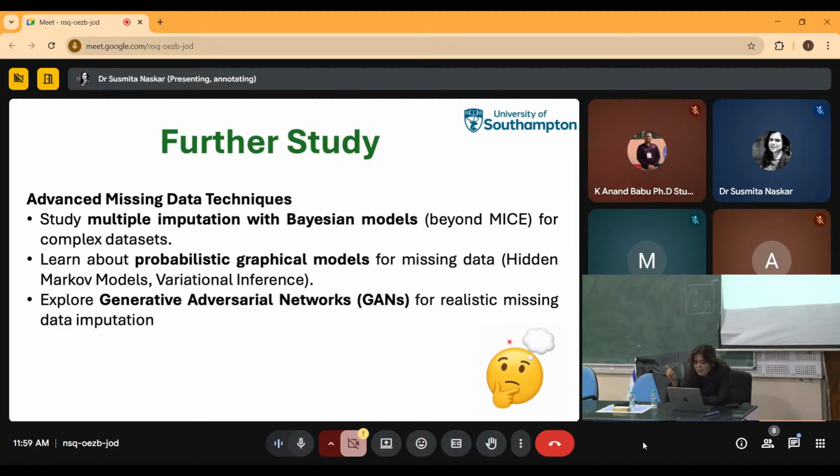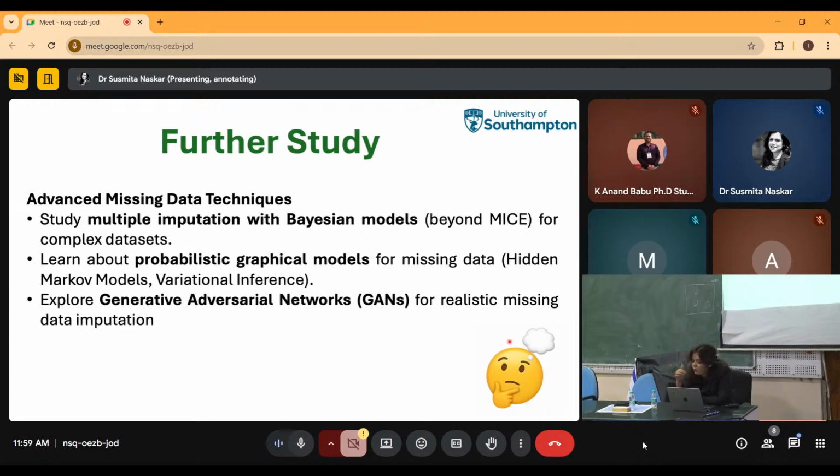So the first one is definitely to look into multiple imputation with Bayesian models, because Bayesian models are being used a lot. We have talked about MICE, but beyond that, if you talk about multiple imputation, try to use Bayesian models for complex data sets, because nowadays we are always worried about big data sets, complex data sets.